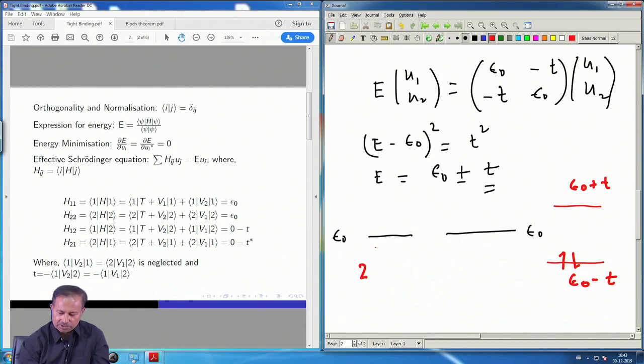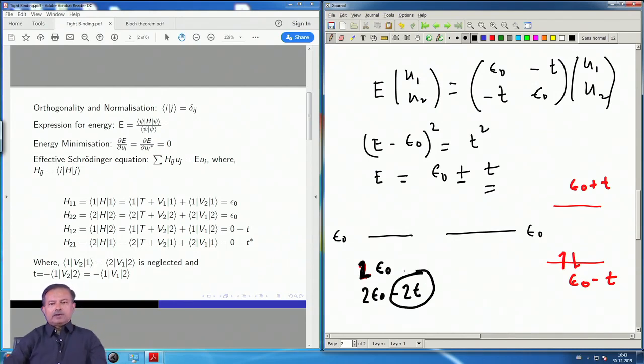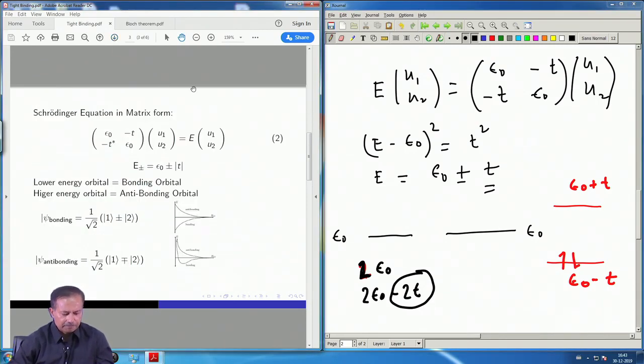Basically, the original energy was twice epsilon naught, and the final energy is 2 epsilon naught minus 2 T. So this 2 T is the amount of energy that I gain by forming a so called molecular orbital, right? It is a combined orbital of the two atoms, and so both the electrons gain energy from this, and remember that this lowest energy state is a singlet.